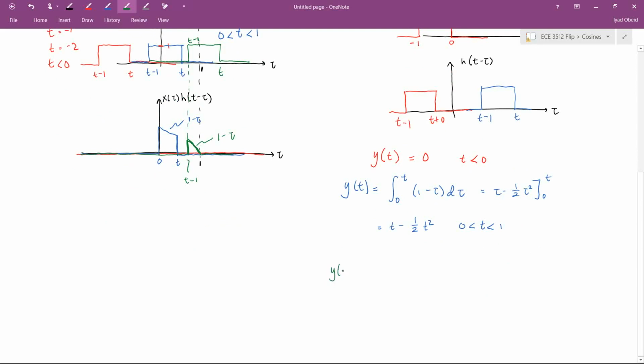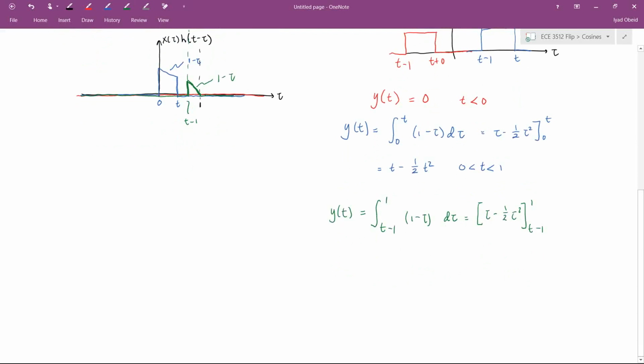If I want to know what y of t equals for this particular value of t, now I'm going to integrate 1 minus tau, that's the function, but now it's going to go from t minus 1 until 1, d tau. And once again, let's integrate that. That'll be tau minus 1/2 tau squared from t minus 1 to 1. And if I do my substitution, that's going to give me 1/2 minus the quantity t minus 1 minus 1/2 t minus 1 squared.